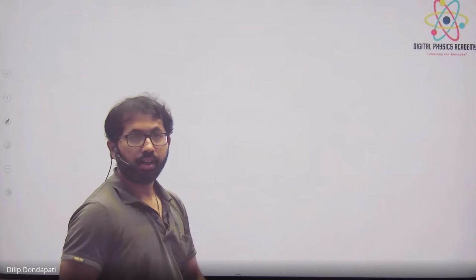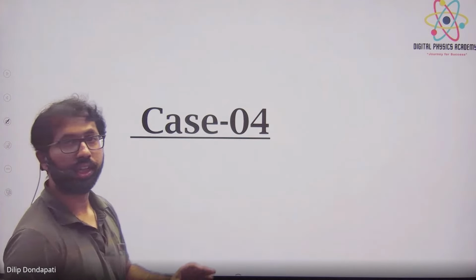Chalo, in constraint motion we have done 3 different types of cases, right? Now the fourth case we are doing in constraint motion. So how to find that fourth case? We are using a shortcut.